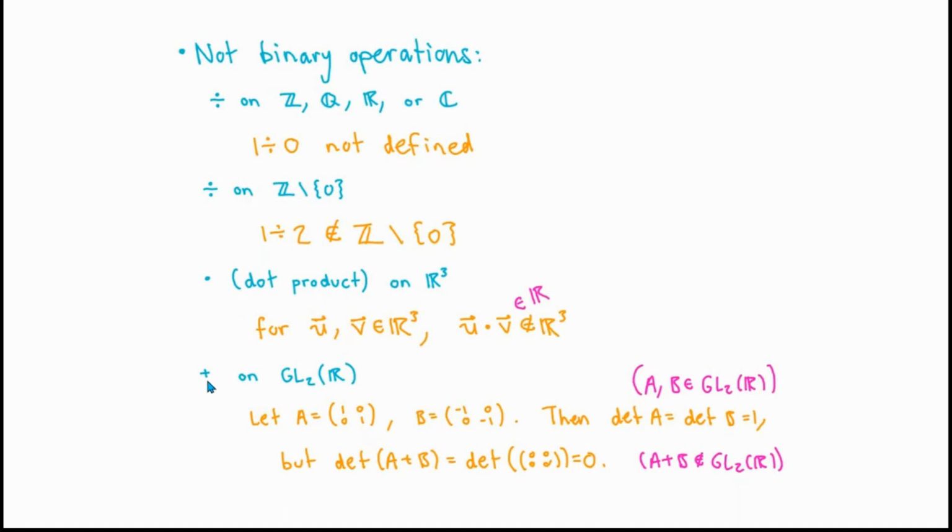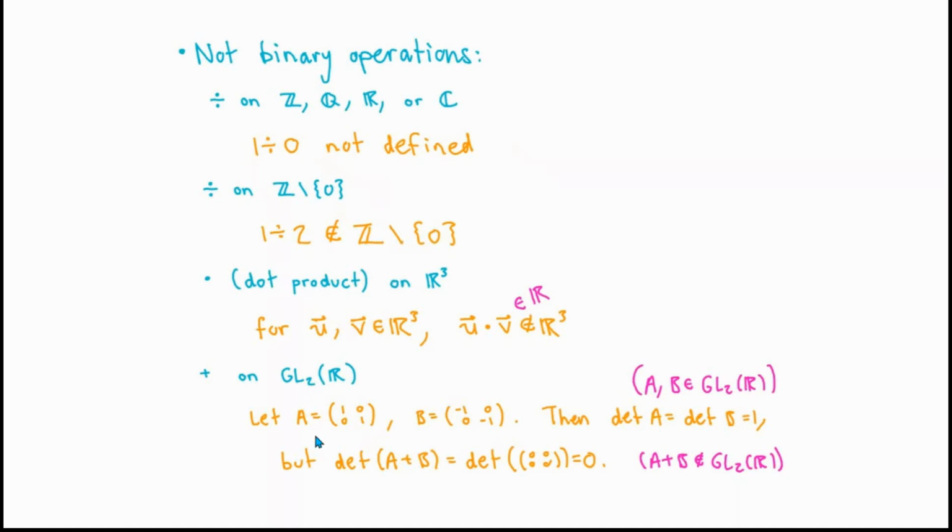And finally, how about addition on the collection of 2 by 2 real matrices with non-zero determinant? Well, when we were working with multiplication on this set, we said that it was a binary operation, and there we relied on the multiplicativity of the determinant. But if we're considering addition on this set, then it's not going to be a binary operation. And the reason is that just because you have two matrices with non-zero determinant, that doesn't guarantee that the sum of the two matrices is also going to have non-zero determinant.